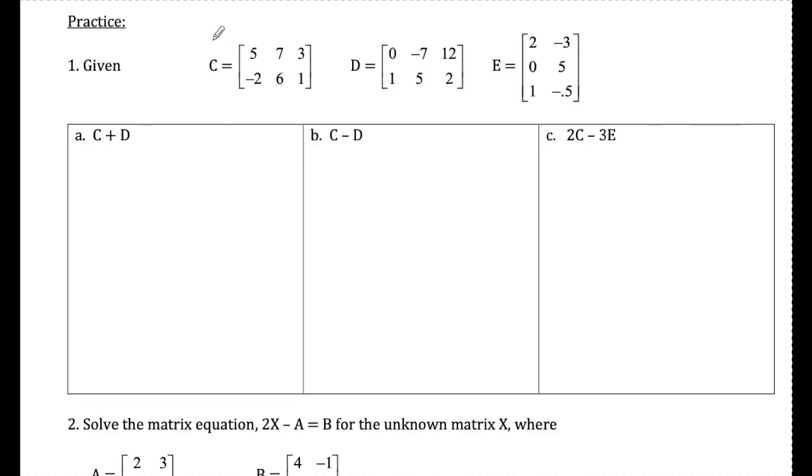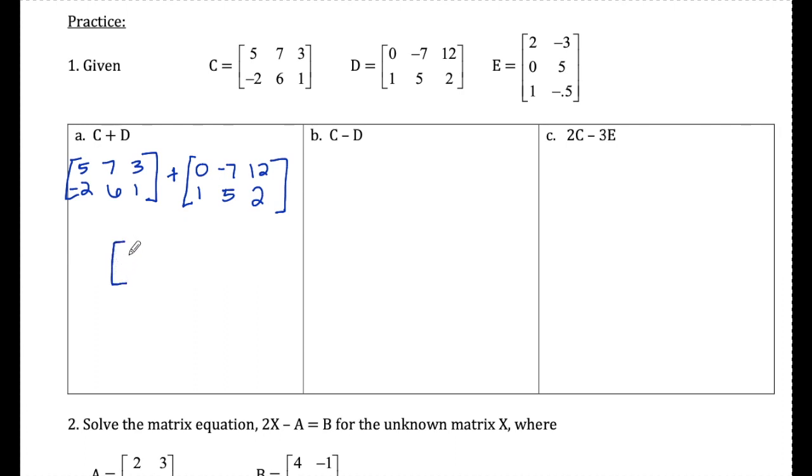Number 1, I have 3 matrices up here defined by C, D, and E, and part A says to do matrix C plus matrix D. So I'm first going to write out matrix C. Then I have my plus sign, and I'll write out matrix D. Now that I have these written out, I can see that these matrices both have the same dimensions. They both have 2 rows and 3 columns. Since they have the same dimensions, I can add them. So now what I'm going to do is just add the corresponding elements, and my resulting matrix is going to have the same dimensions. So I know that my resulting matrix is going to have 2 rows.